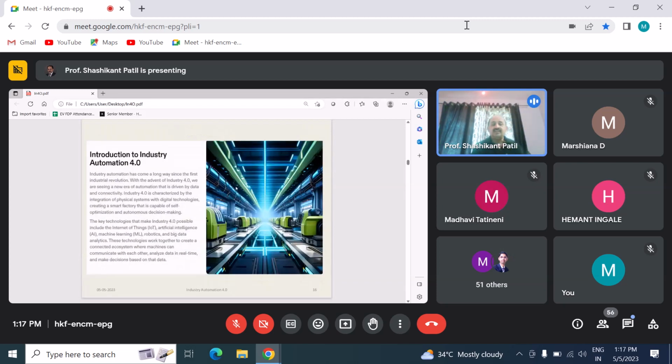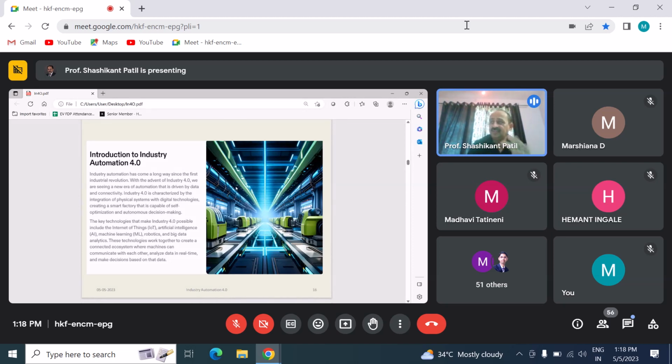So what we can say, Industry 4.0 has come a long way since the first industrial revolution, and with the advent of Industry 4.0, we are seeing a new era of automation and mechatronics that is driven by data and connectivity. Now if you see, Industry 4.0 and Industry 5.0 are mainly dependent on data.